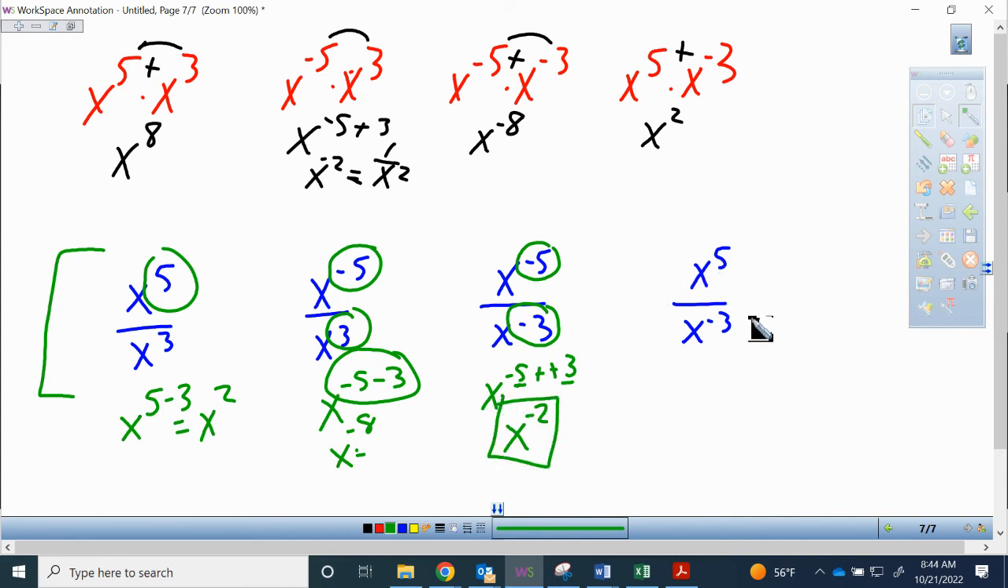Same concept over here. You're going to have x, and you're going to subtract 5 minus a negative 3. So 5 minus a negative 3 actually becomes a positive 3. So now this is a positive 5, this is a positive 3, so I have x to the eighth power. As you can see, all of these, the integer rules and the exponent laws, are very, very important to understand and avoid confusion.